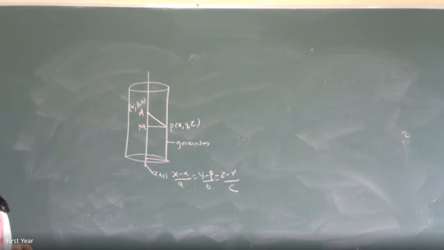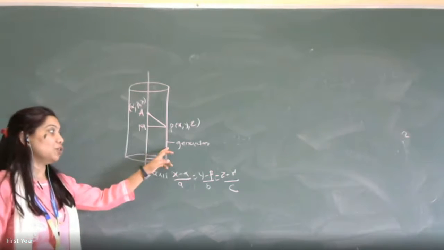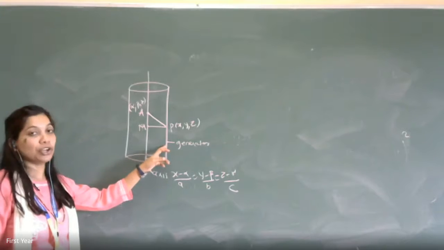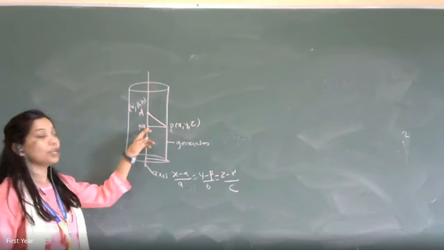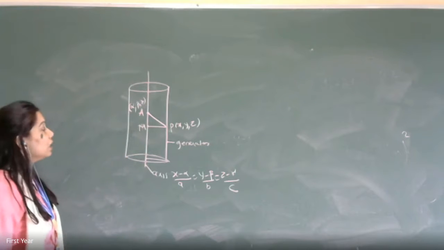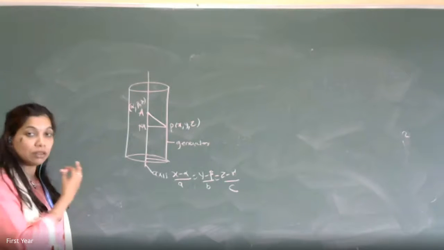Can you see this clearly? What we have drawn is the surface generated by moving a line parallel to a fixed line. The fixed line is called the axis. The line which is moving around a circle is called the generator. Whatever is the radius of the base circle, that will be the radius of the cylinder. And we will see how we get the equation of this surface which is generated by the lines.